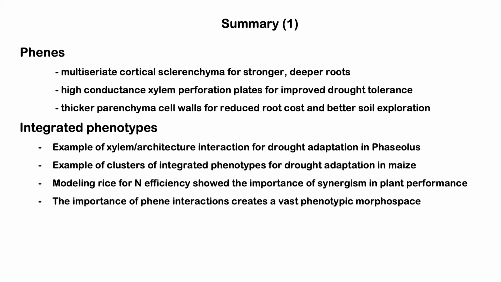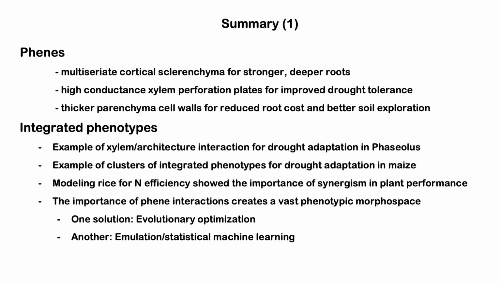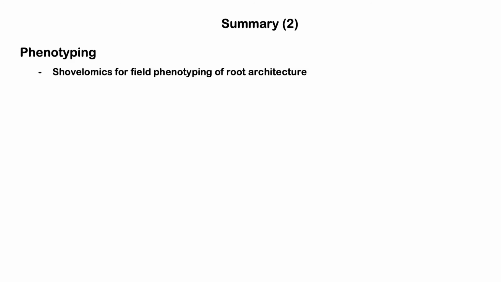The importance of phene interactions creates a vast phenotypic morphospace we need to explore and understand. One solution I presented, evolutionary optimization. Another, emulation and statistical machine learning. I talked about phenotyping. I talked about shovelomics for field phenotyping of root architecture. I gave the example of how shovelomics led to the discovery of CypK for maize root growth angle.